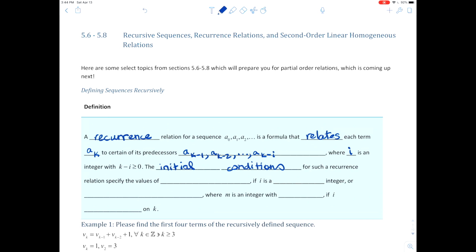for such a recurrence relation specify the values of A0, A1, all the way down to, say, A sub I minus 1 if I is a fixed integer, or A0, A1, A2, all the way down to some A sub m, where m is an integer with m greater than or equal to 0 if I depends on this k.